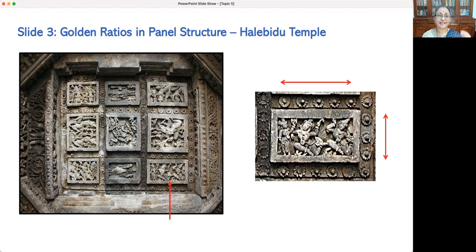Slide 3 is a panel from the ceiling of Halebidu temple of 12th century CE in South India. This panel is a rectangular mandala consisting of 9 panels of various size and multiple figures. Let's focus on the bottom right frame of this mandala. The zoomed image is on the right side of the slide.